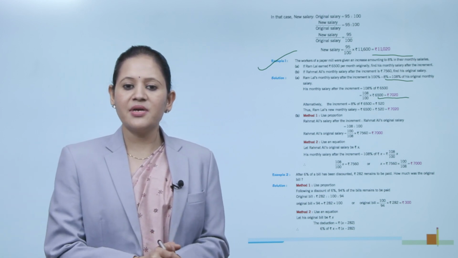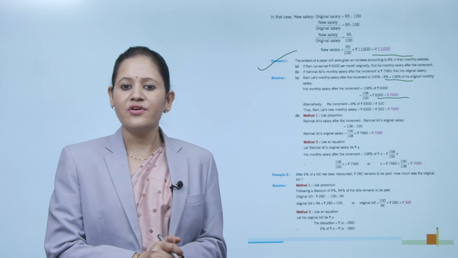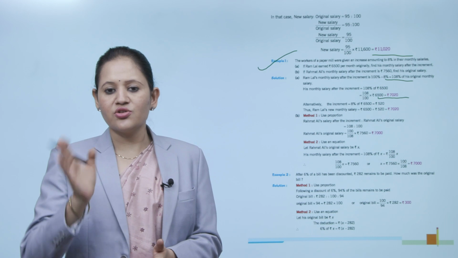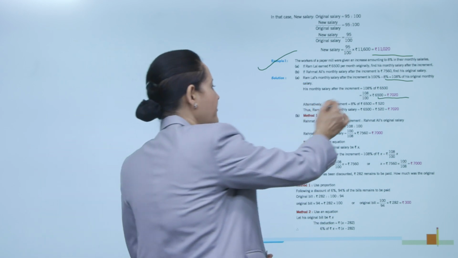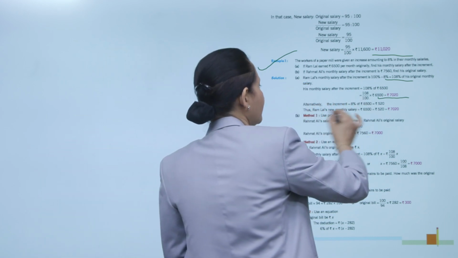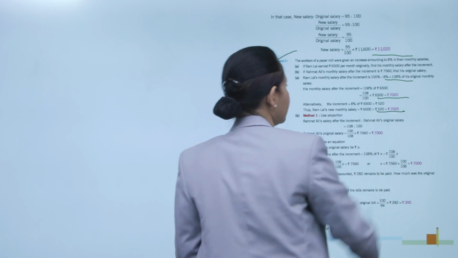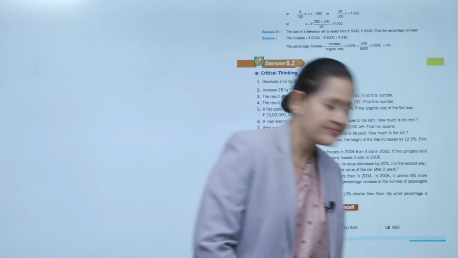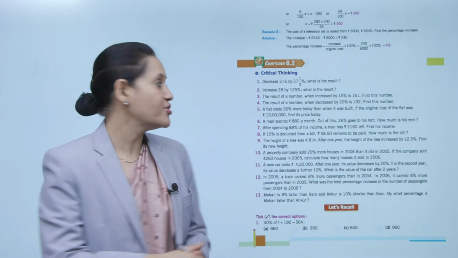Alternatively, the increment equals 8% of rupees 6,500, that is rupees 520. So, original जो salary है उसमें हम 520 rupees add कर देंगे. So, that is the new salary, that is rupees 7,020. Clear? Next is exercise 8.2.